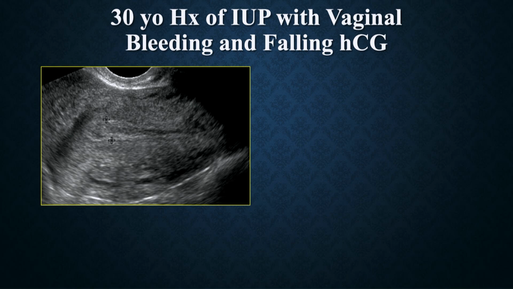Here's a case of a 30-year-old with a history of an intrauterine pregnancy presenting with vaginal bleeding and a falling HCG. And looking at this transvaginal view, we don't see a gestational sac. What we see is maybe a little bit of hemorrhage within the canal, but the canal looks relatively thin.